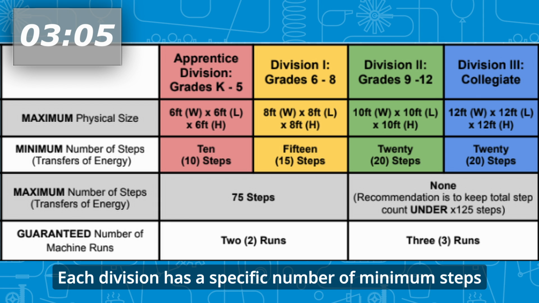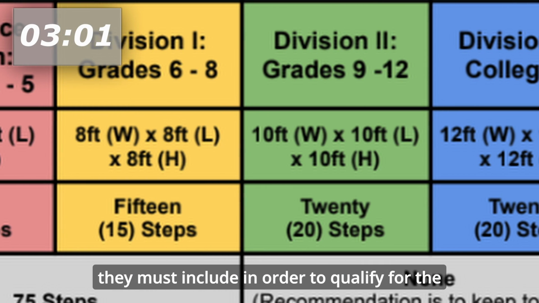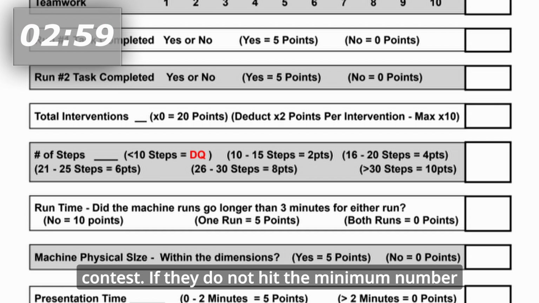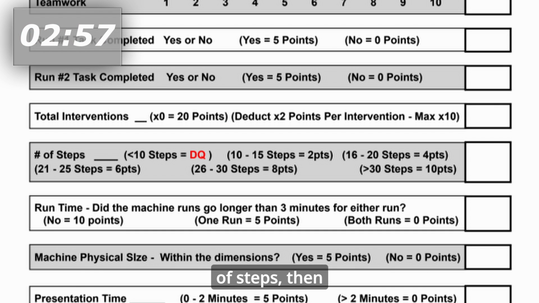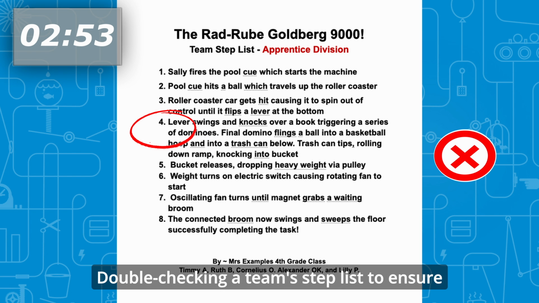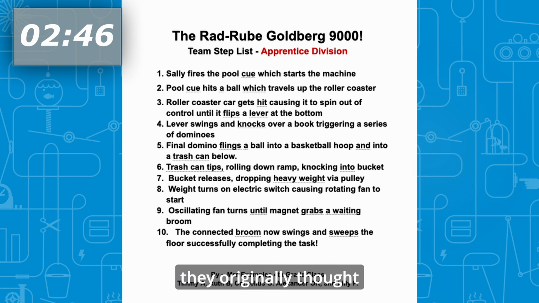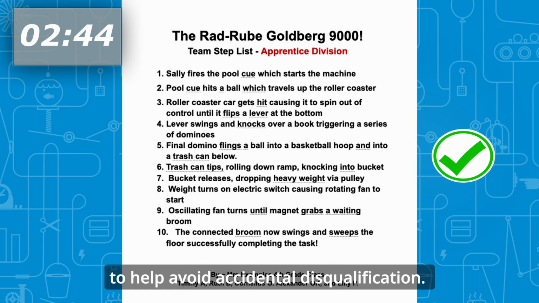Important, each division has a specific number of minimum steps they must include in order to qualify for the contest. If they do not hit the minimum number of steps, then unfortunately that team is disqualified. Double checking a team's step list to ensure they properly counted is a good way to help teams discover that they have more steps than what they originally thought to help avoid accidental disqualification.